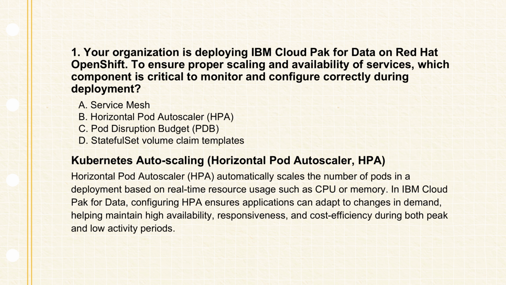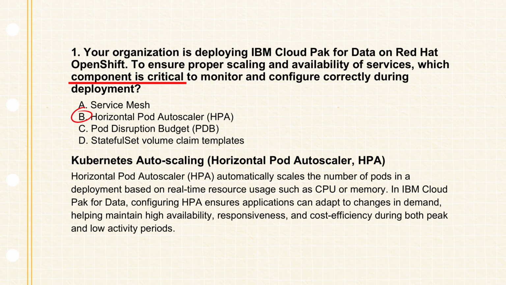First scenario, you're setting up IBM Cloud Pak for Data on Red Hat OpenShift. You need it to handle varying loads and stay available. Right, typical requirement. The question is, which component is most critical to watch and configure for that? Options are A, service mesh, B, horizontal pod autoscaler, or HPA, C, pod disruption budget, PDB, or D, stateful set volume claim templates. Okay. The key one here is B, the horizontal pod autoscaler, HPA.